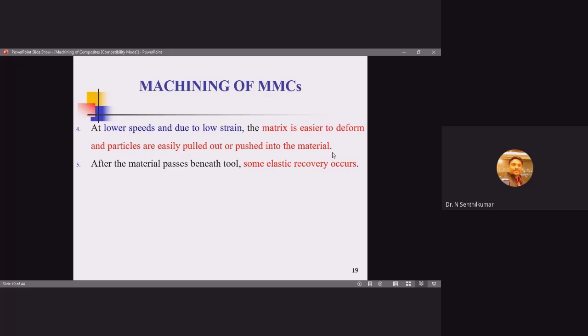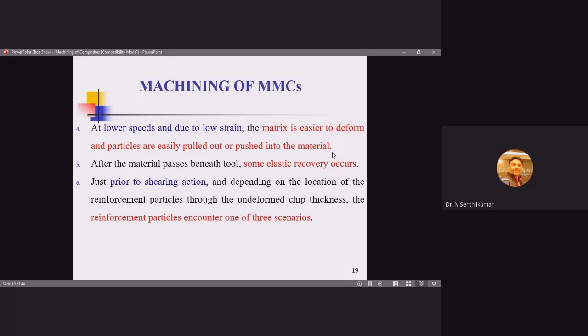So after the material passes beneath this tool, that is, as the tool slides over the workpiece material, the shearing action takes place. After the tool moves, the workpiece will regain some amount of elasticity. Why? Because it is under compressive stresses. Once the tool moves, some sort of elastic recovery occurs. So that is the case.